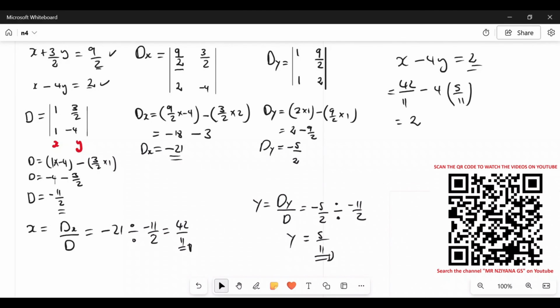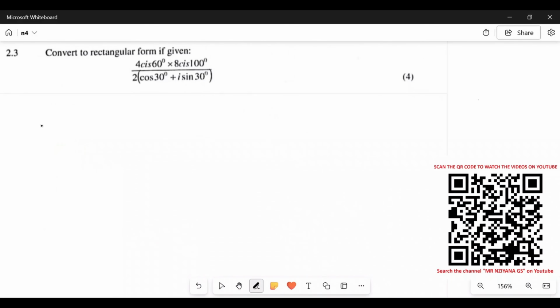Let's look at 2.3. All right, guys, here is our 2.3. Now let's look at the question here. In 2.3, they want us to convert to rectangular form. Given here is a complex number in polar form. It has, in fact, 3 complex numbers that are in polar form. The nice thing about complex numbers in polar form is that they can multiply and divide. So we are able to simplify this before we convert to rectangular form.